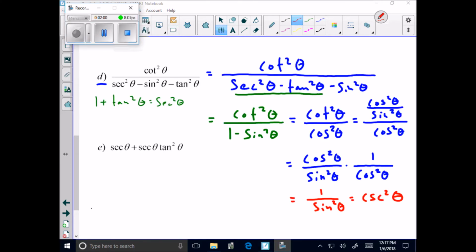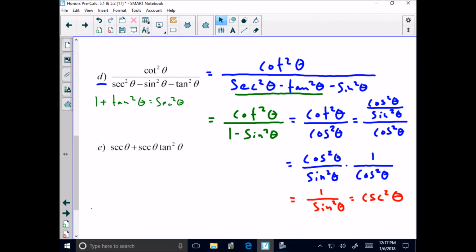All right, guys, so first off, what I did when I was looking at the beginning of D is I said I've got squared trig functions being subtracted in the denominator, and I wanted to see if there were any trig functions that were related with a Pythagorean identity. And of course, secant squared theta and tan squared theta are related with a Pythagorean identity. So I shuffled the terms in the denominator to get secant squared theta minus tan squared theta minus sine squared theta, dividing cotan squared theta.